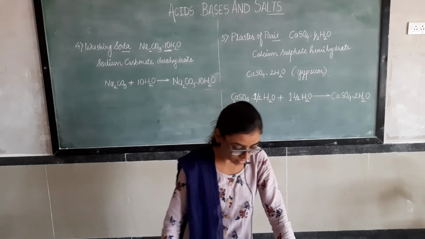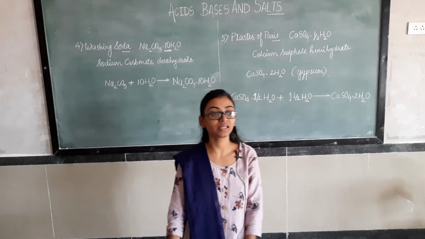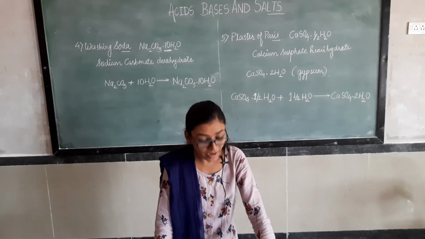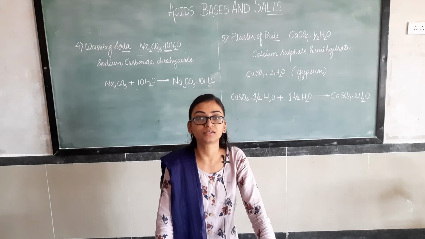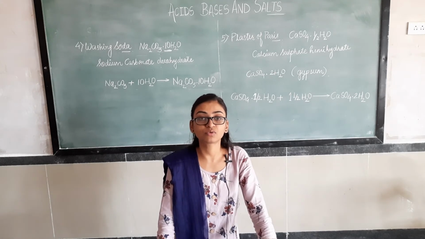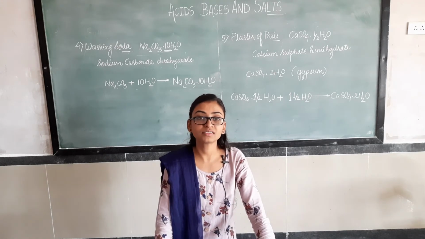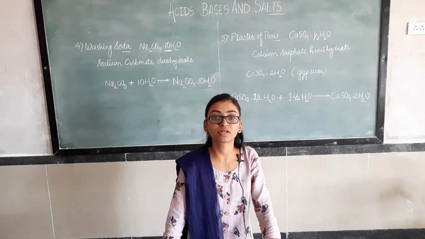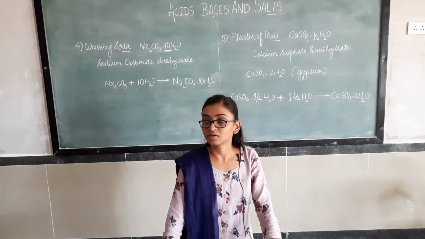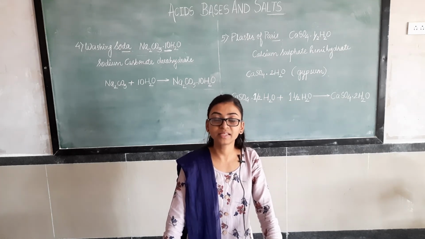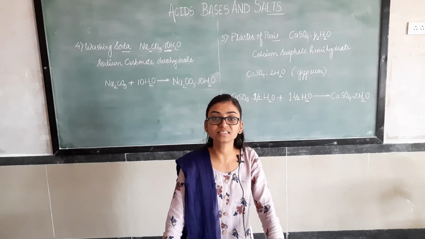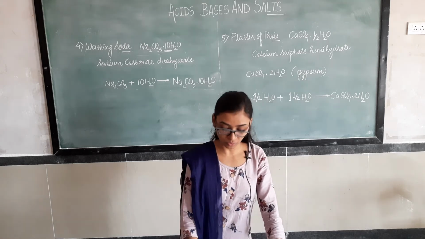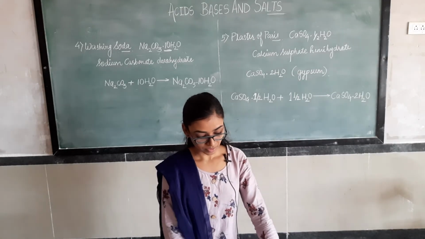Cleaning agent in houses for washing clothes and for cleaning many substances, what we use? We use washing soda. And for removing hardness of water, we also use washing soda. What is hardness of water? When some elements, fluorine, chlorine, all these are present in water, that water is known as hard water. So for removing hardness of water also we use washing soda, right?